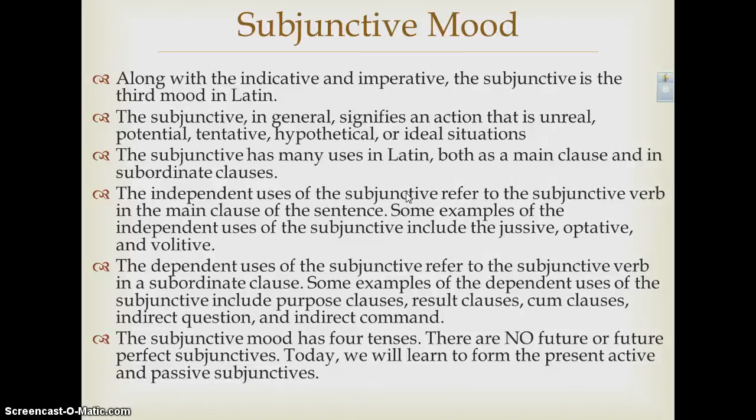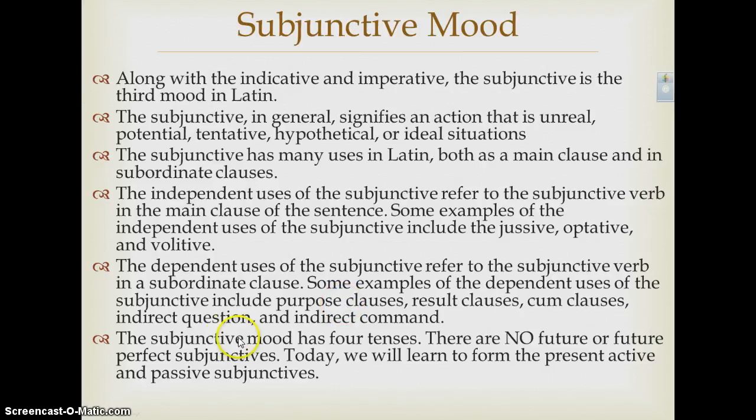You can also use a subjunctive verb in a subordinate clause, and that is called a dependent use of the subjunctive, because it's in a subordinate clause. A subordinate clause depends on a main clause to hang off of, right? Examples of the dependent use include purpose clauses, result clauses, cum clauses, indirect question, and indirect command, all of which you're going to learn this year, but for this chapter only, you're going to learn the purpose clause.